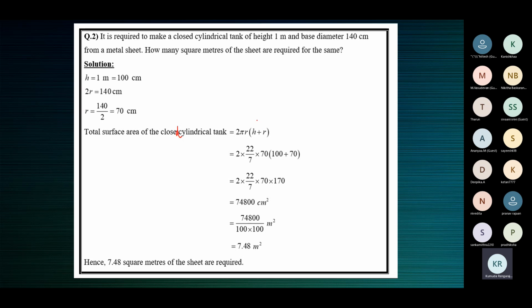You can say 2 pi r into r plus h or 2 pi r into h plus r. It's fine. Both are fine.